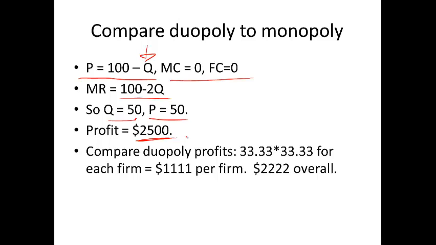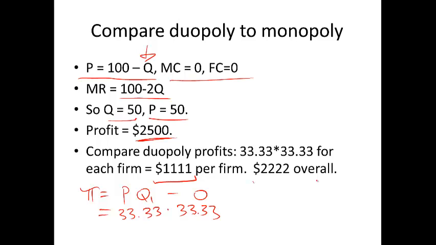Well, in the duopoly case, we had two firms, each of which had as its profit P times Q1 and then minus no costs, minus 0. And so that was 33.33 times 33.33, and that equals 1,111 per firm, or 2,222 overall. So combining across the two duopoly firms, there's 2,222 in profit, whereas a monopolist would have 2,500 in profit.